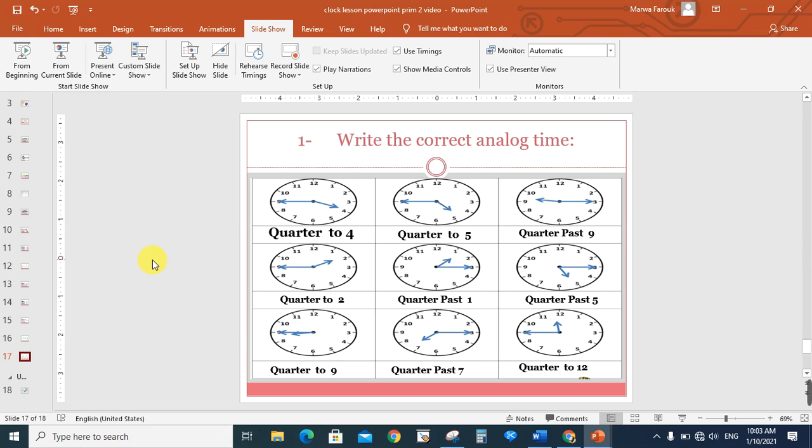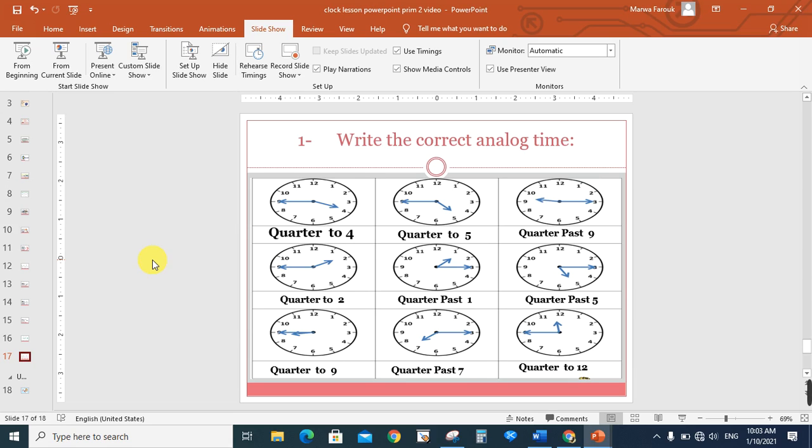The fourth here, the short hand is on 2 and the long hand is on 9. It's a quarter to 2. The fifth one, the short hand is on 1 and the long hand is on 3. It's a quarter past 1. The sixth one here is the short hand on 5 and the long hand on 3. It's a quarter past 5.